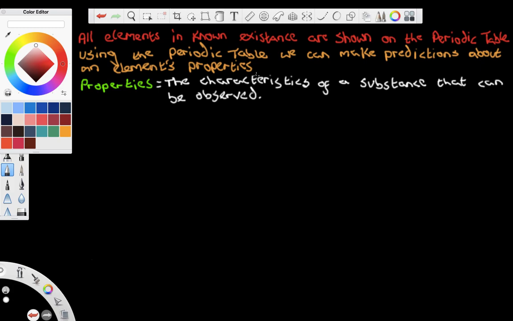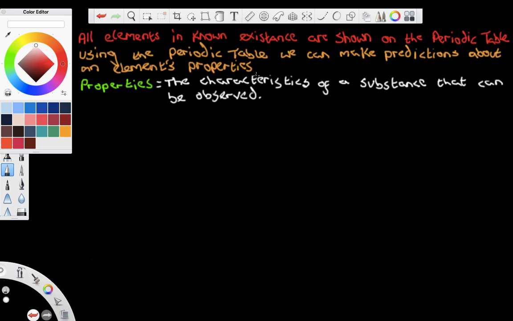That is its properties. Another property might be, for example, if you put magnesium in hydrochloric acid, you can feel heat coming off it. You can see bubbles. You can hear bubbles. These are all examples of properties.